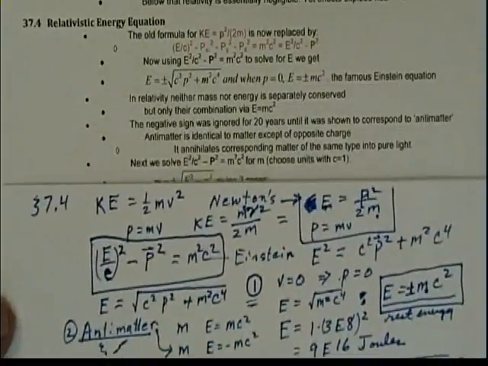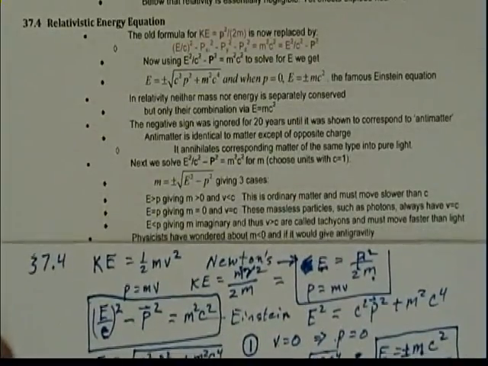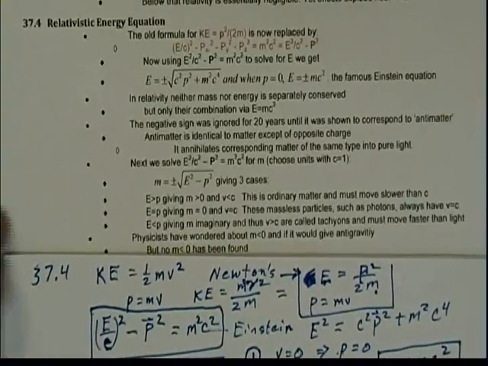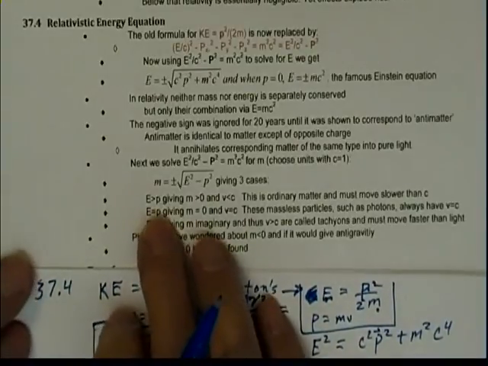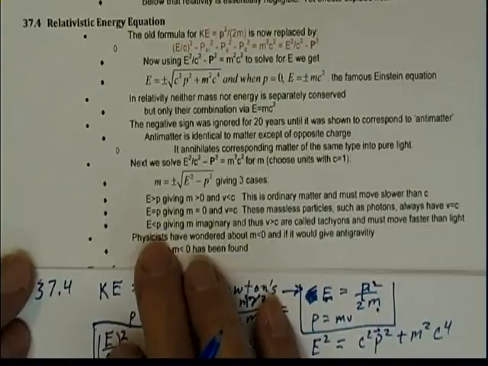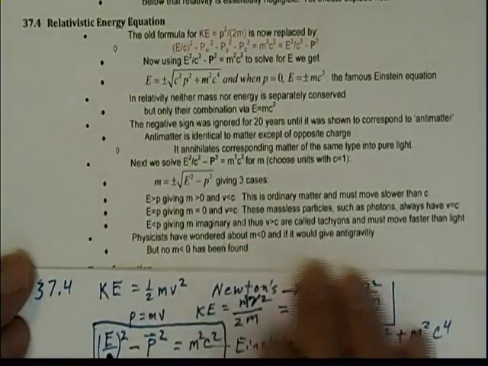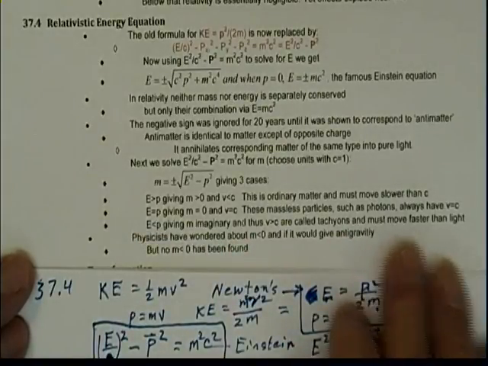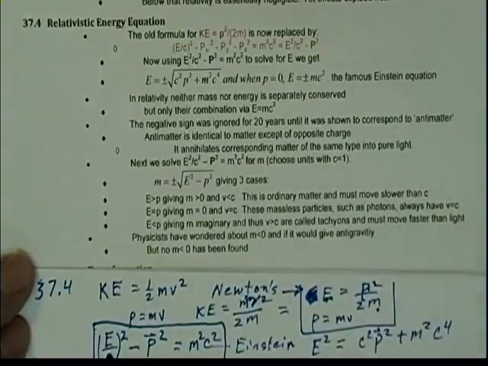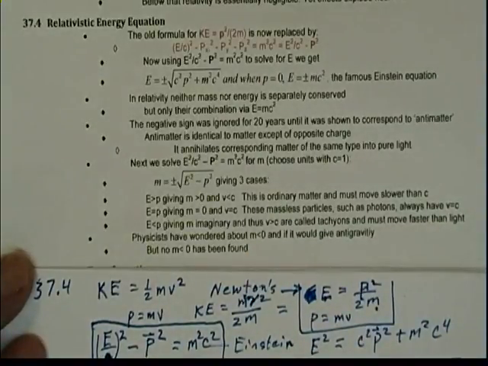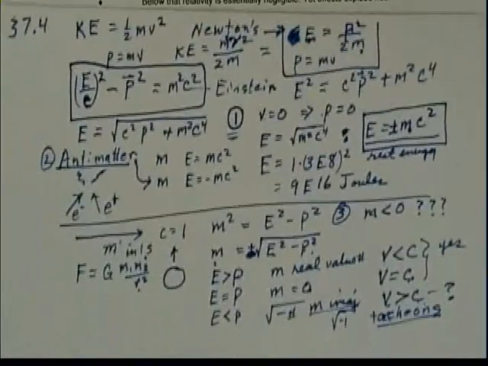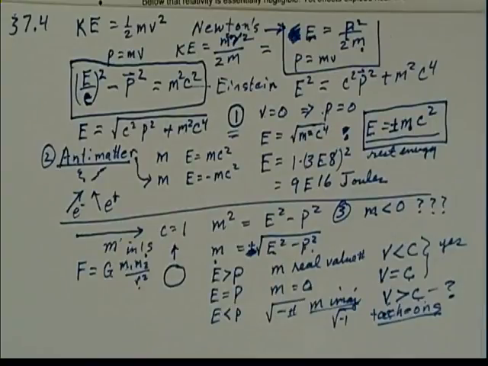So this takes us through these main equations, and you can see here that I have covered all of these forms of E greater than P, equal to P, and less than P, and what these are called. We have never found two of these types. No mass less than zero, and no mass that's imaginary, where the velocity goes faster than the speed of light. Never found, but who knows, may be possible.